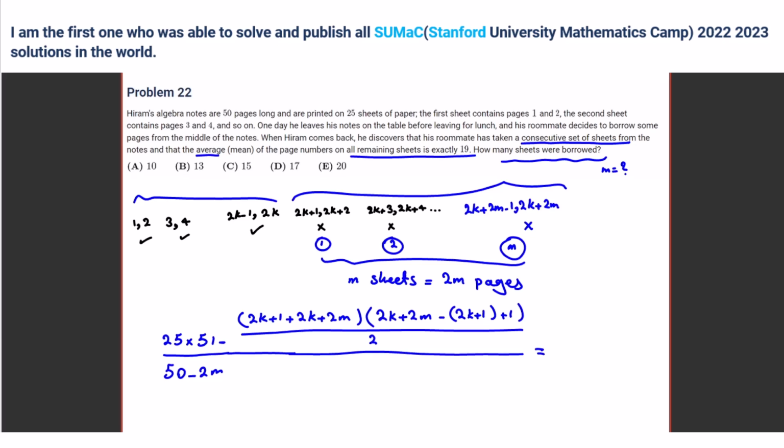From the assumption of the problem, it should be equal to what? Oh, 19. Let me just check. First one plus last. First one plus 1. Okay. Now we should cross multiply, simplify, and try to find m.